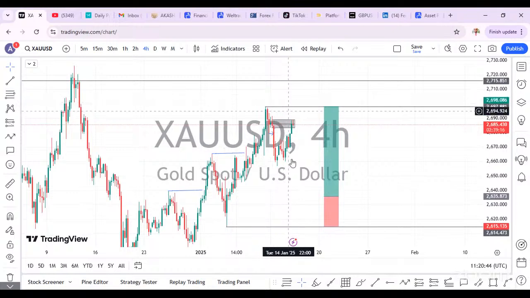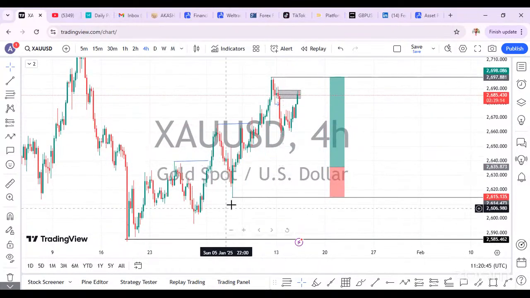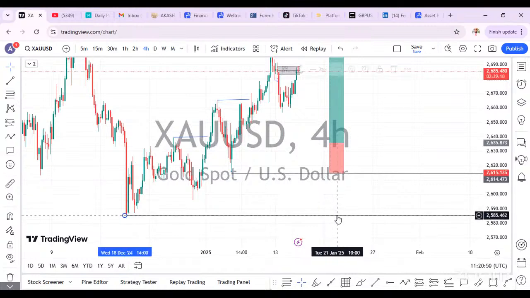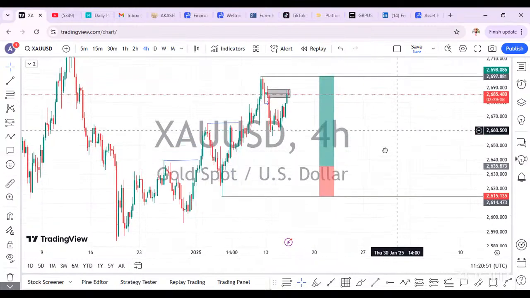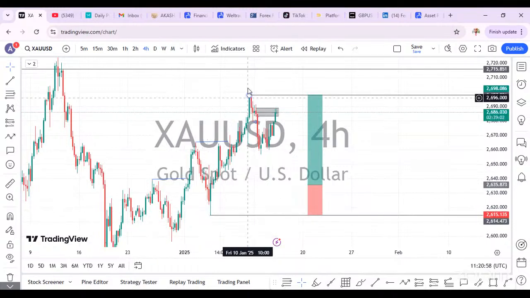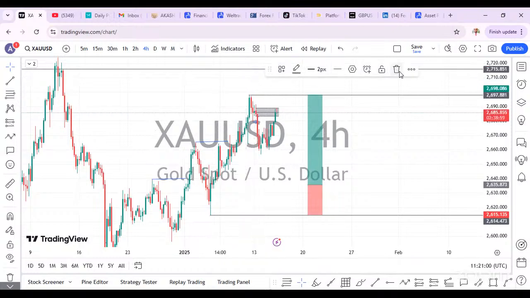But as for now, we see this is our low, and that's why I put it. Let me delete this. So this is our range now on 4 hours. This is the last low printed by price, and this is the last high printed by price. Let me delete this.